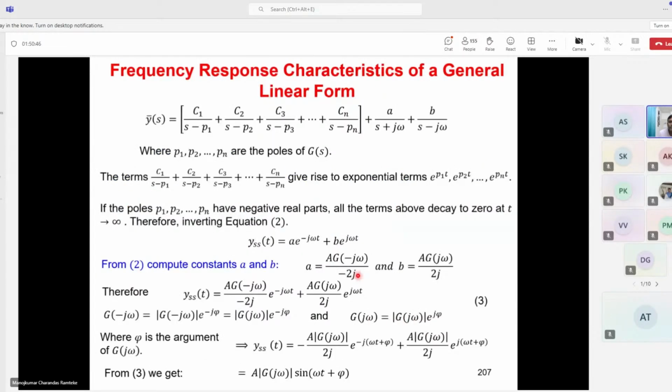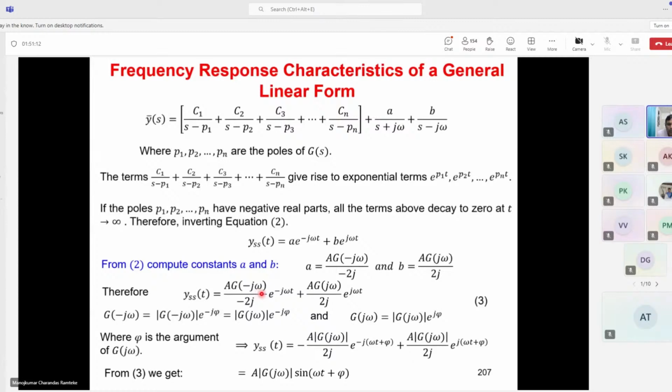A into G of minus j omega divided by minus 2j. Okay, all right. Is that clear? Similarly, B will be given as A into G of j omega divided by 2j. And now I can put this A and B in this particular equation, and simplify.